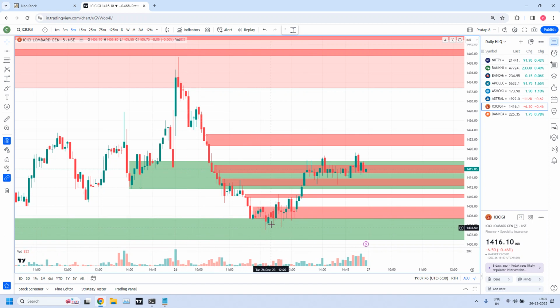And see, the first supply zone is violated. The moment this supply zone distal line is broken, now you book your profit. Instead of booking your profit there, let me draw the blue color line. Instead, you book your profit here. Now what you did, you booked your profit here.